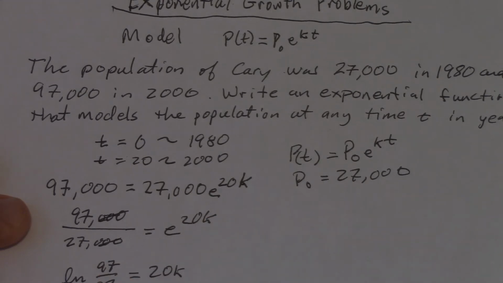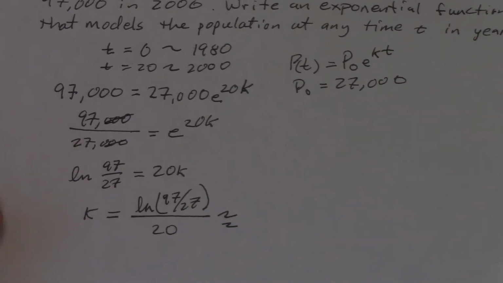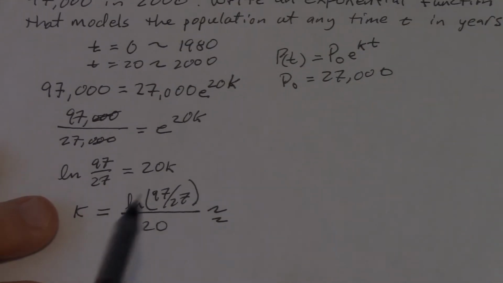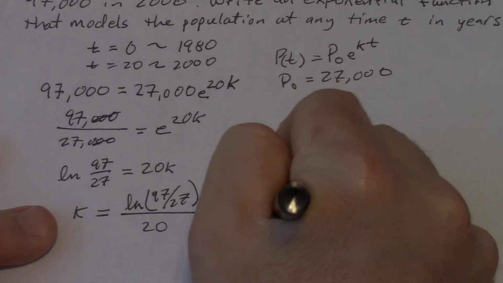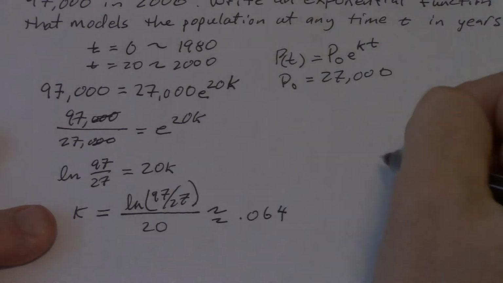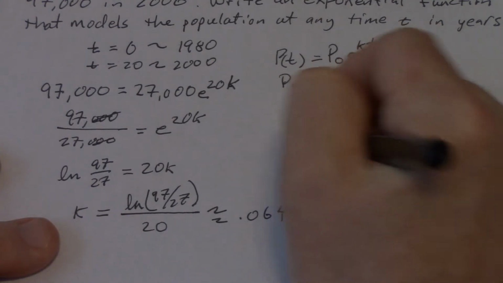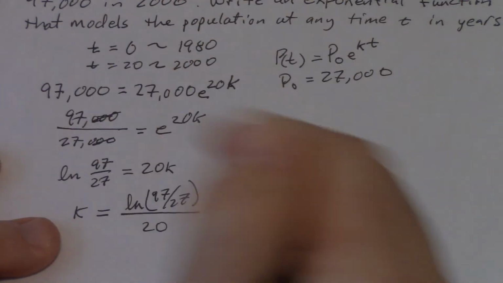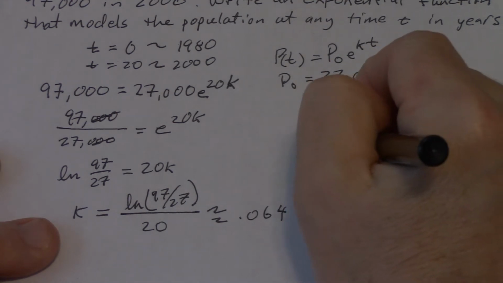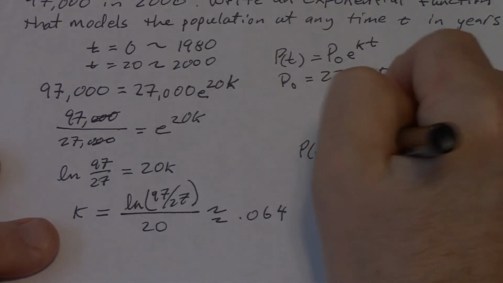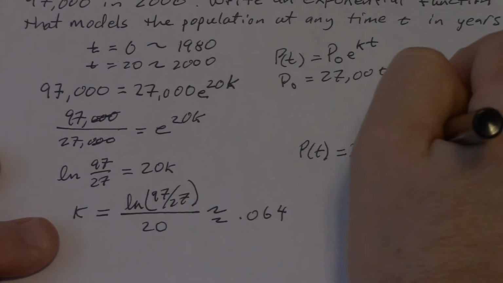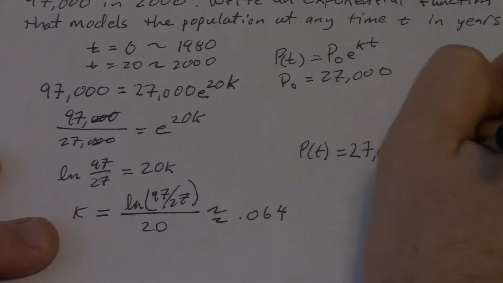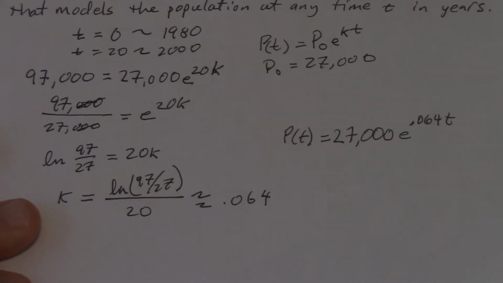Make sure when you enter it in the calculator you enter it in like that. Then I did that on the calculator and I got 0.064. I'm going to use 3 decimal places. I'll save my comment about decay for the next video. The question was to write the equation, and we haven't done that yet. So there's our equation right there.